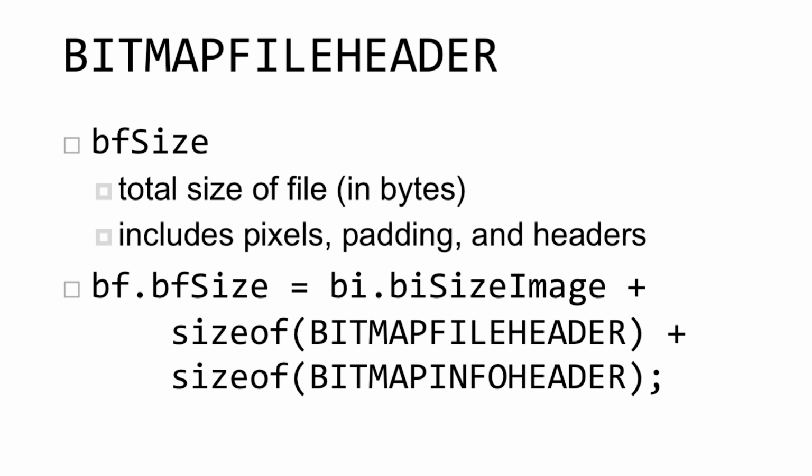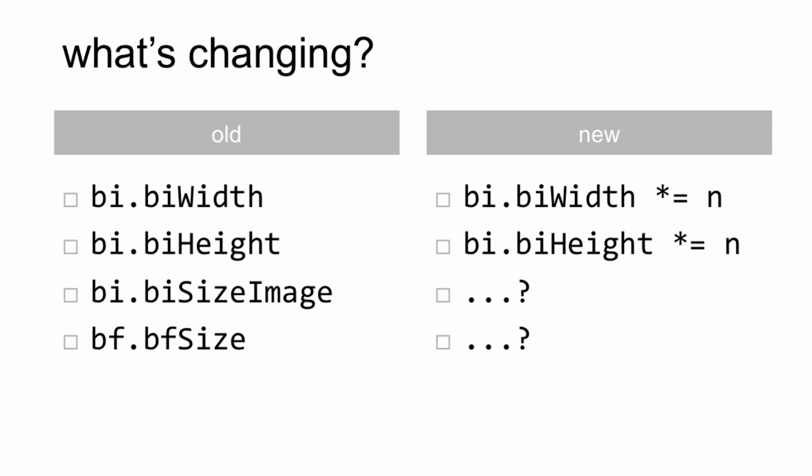So the bfSize can be calculated by adding the size of the image from the bitmap info header and adding that to the size of those headers in bytes. Okay, so when we scale the image by n, what's changing? Well, pretty obviously the width and the height are both going to be scaled by n. But what's happening to biSizeImage and bfSize? Up to you to figure that out.